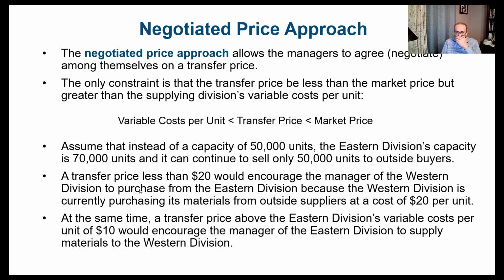A transfer price less than $20 would encourage the manager of the Western Division to purchase from the Eastern Division, because the Western Division is currently purchasing its material from outside suppliers at a cost of $20 per unit. At the same time, a transfer price above the Eastern Division variable cost per unit of $10 would encourage the manager of the Eastern Division to supply material to the Western Division. So this is a win-win situation. The Western Division would be winning if they bought it at less than $20, and the Eastern Division would still be winning as long as they're selling it over $10.